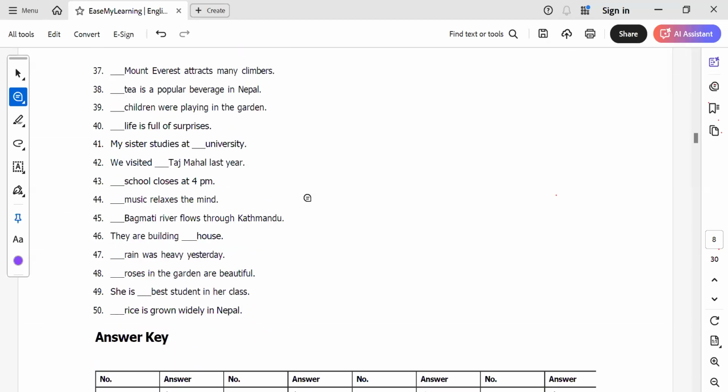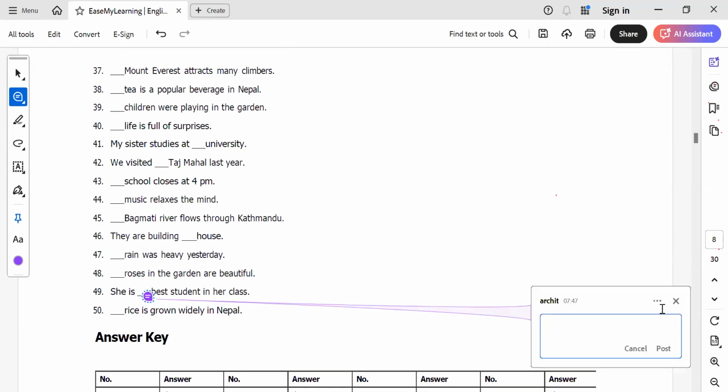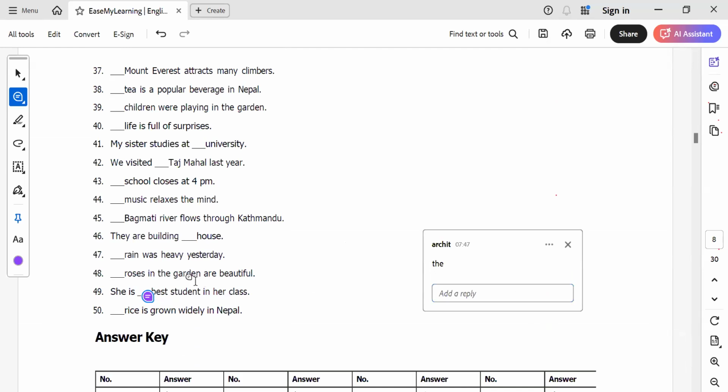Now let's go to question number 49. She is dash best student in her class. So the correct answer is the, because we are again using a superlative, what we learned. Manoj is the correct one. Okay, so very well done, Manoj.